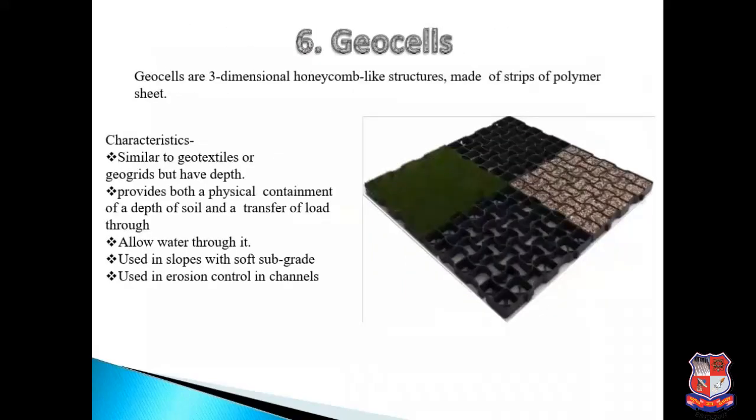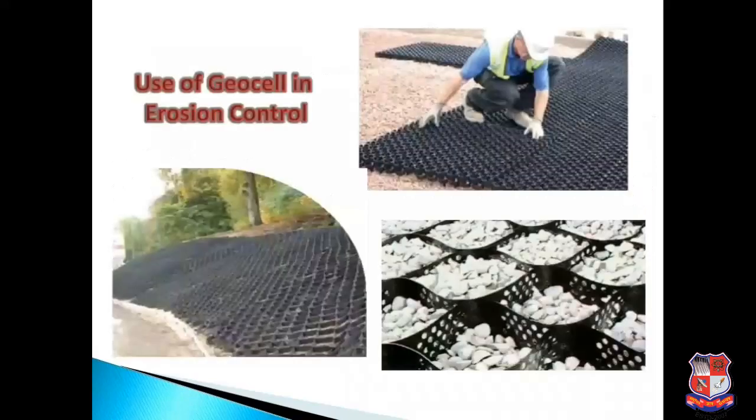Next one is geocells. Geocells are three-dimensional honeycomb-like structures made up of strips of polymer sheet. Their characteristics are similar to geotextiles or geogrids but they have depth, providing both physical confinement of a depth of soil and transfer of the load through it. They also allow water through, and are used on slopes with soft subgrade and in erosion control in channels. So you can see how geocells are used in erosion control.